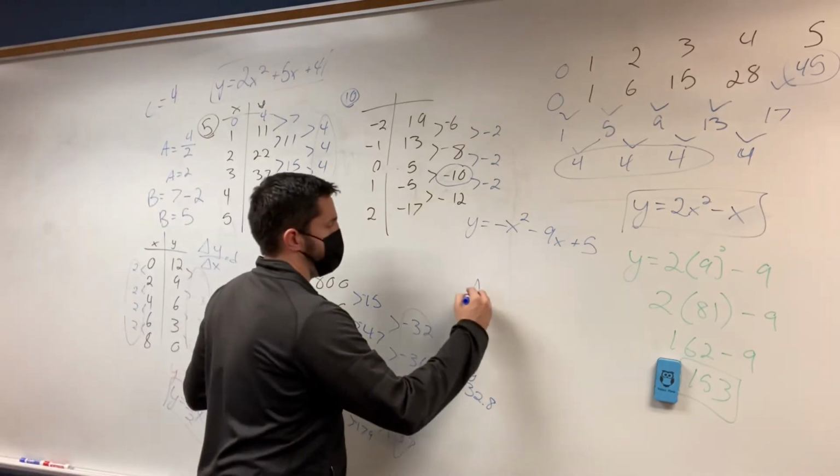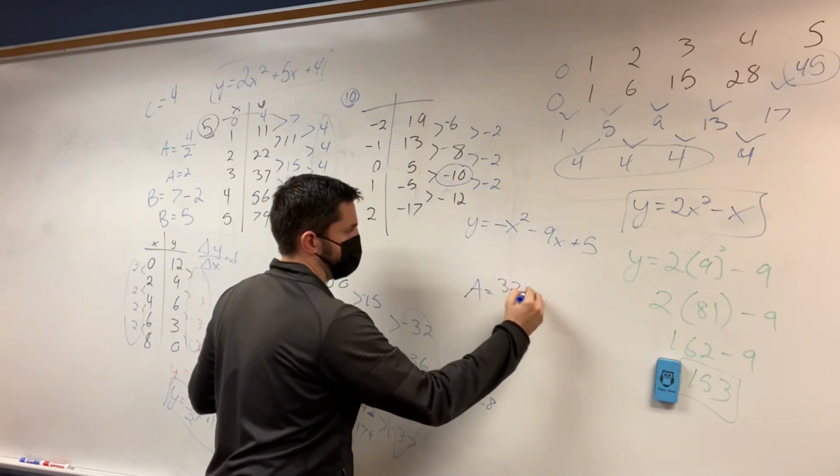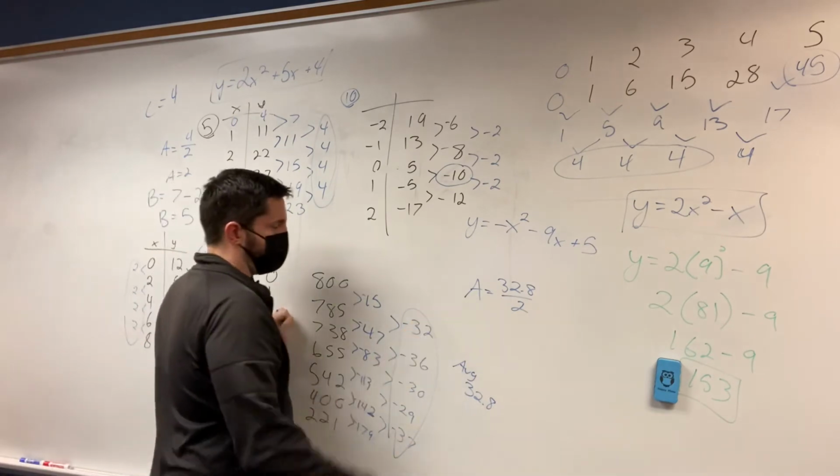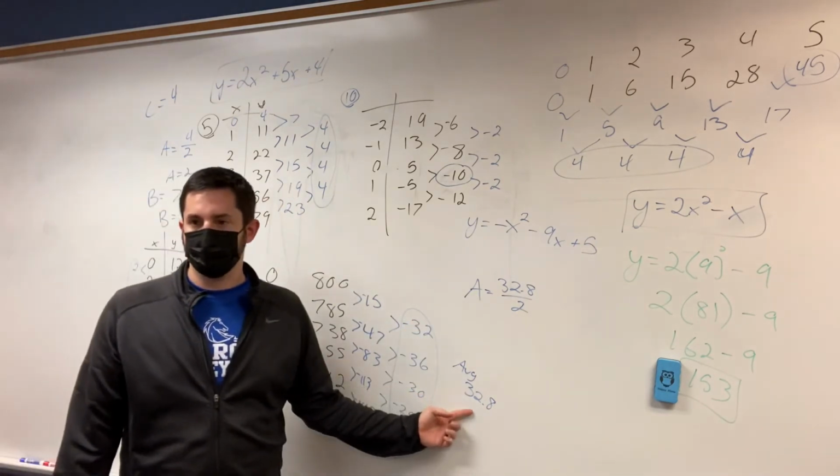So I have A equals 32.8 divided by 2. It's the second layer difference divided by 2. Oh, this is wrong. Good catch.